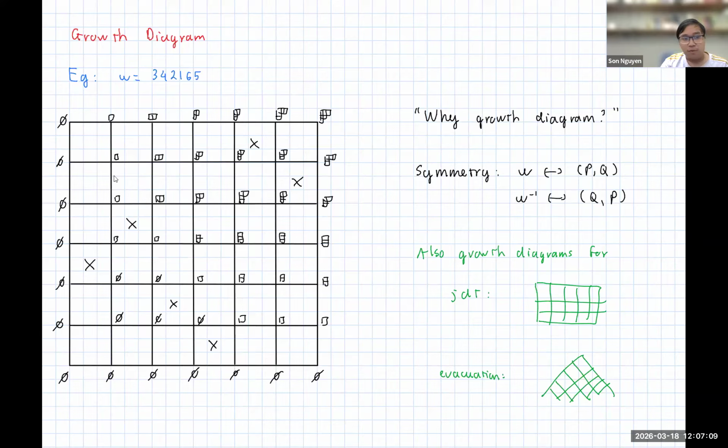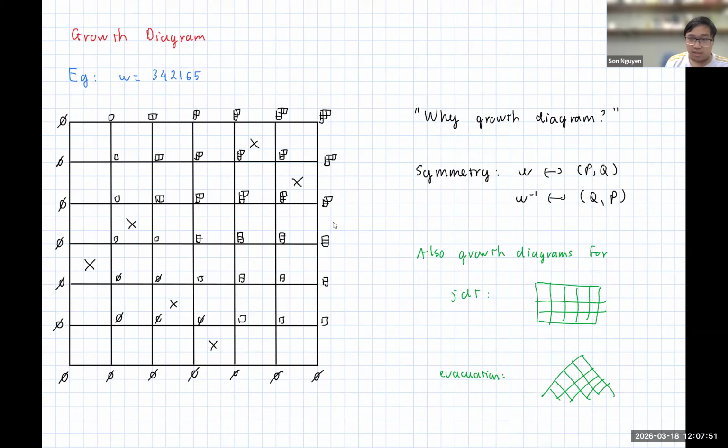So for example, if you want to do JDT, you can draw some sort of diagram like this, where this is the order you do JDT, this is your skew tableau, and then you fill up this direction, then you get the result, JDT will be here. Or if you want to do evacuation, you put your tableau here, and this side is what you get after evacuation. So you have a lot of beautiful proofs. For example, evacuation is an involution, and from this growth diagram it is very clear. You do it one way, you get to the other side. You do it again, you get back to the original side. So that is the first reason.